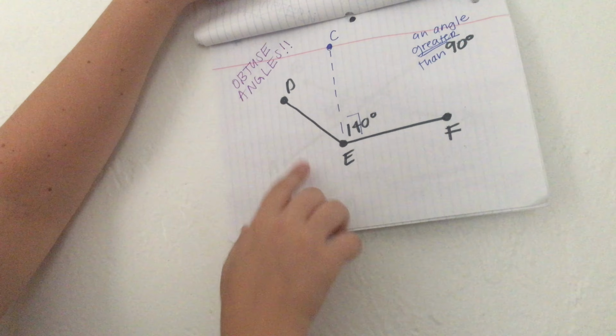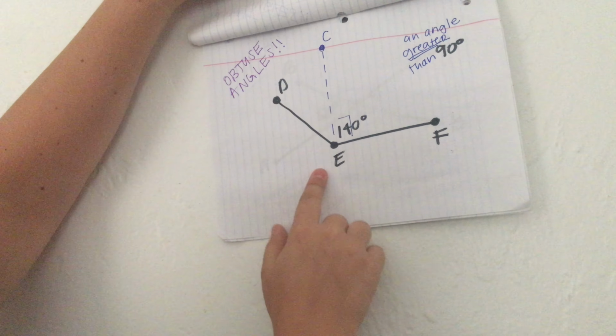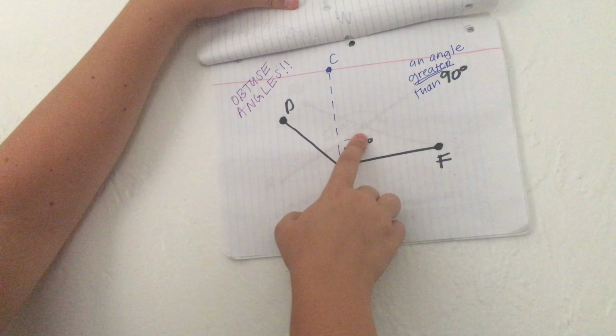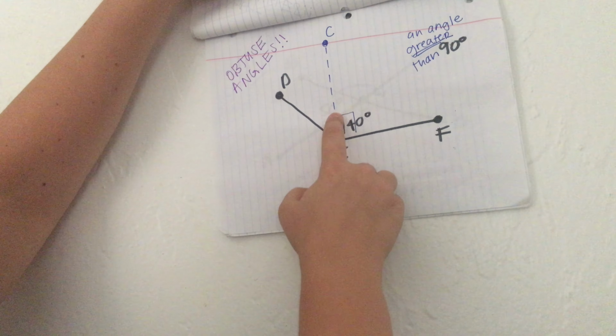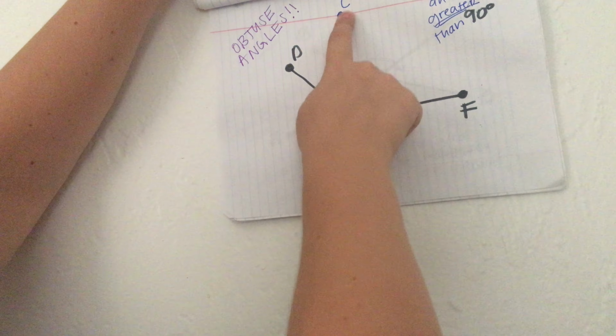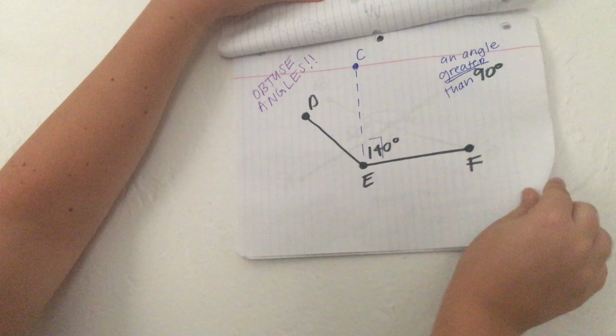Next we have obtuse angles. So here we have angle DEF, and it's obtuse because it's greater than 90 degrees. Here I drew in this little symbol again to show that that would be a 90-degree angle, CEF.